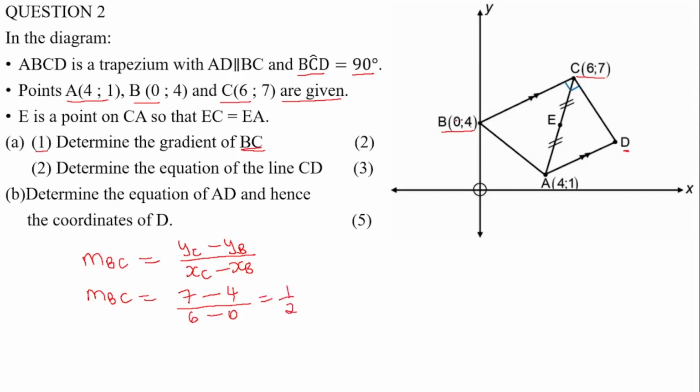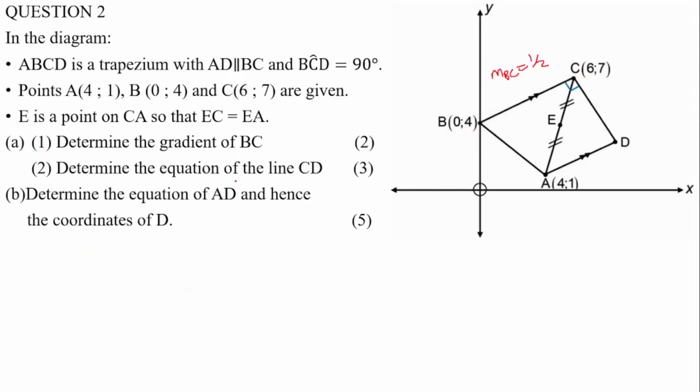Right. Even if you use this formula, say Y at B minus Y at C over X at B minus X at C, we are going to get the same answer. Now we know the gradient of BC. Let's do the next question. Determine the equation of the line CD. The line CD, this line here.